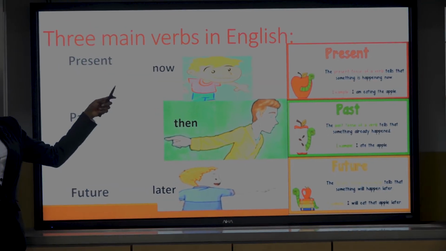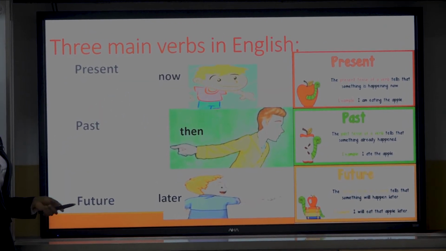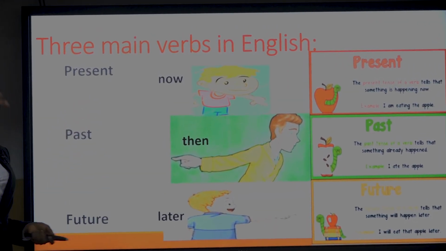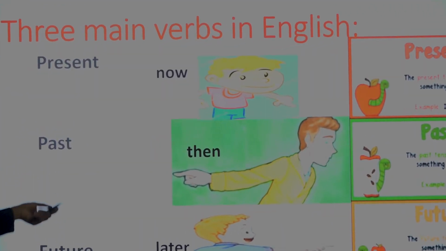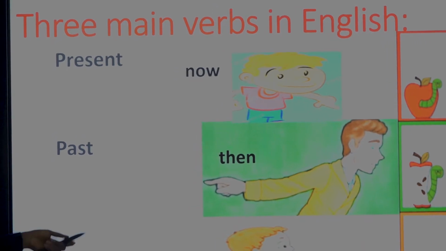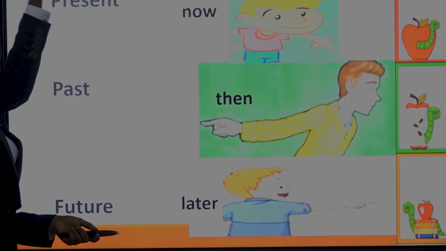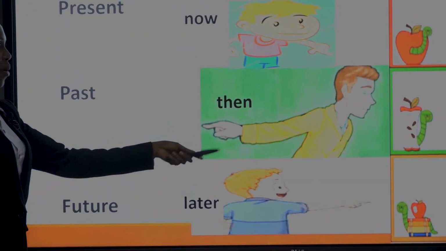Three main tenses in English. We have present, which talks about now. Past, which talks about then, something that happened in the past. We also have future, something that will happen later.